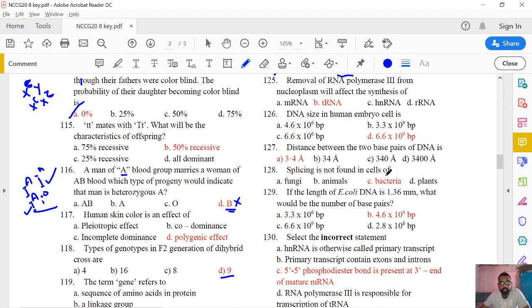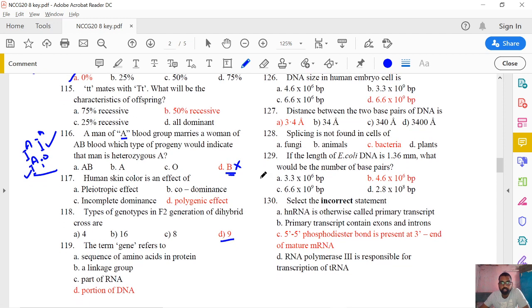Splicing is not found in the cells of bacteria, as introns are absent. Prokaryotes won't have introns. If the length of E. coli DNA is 1.36 mm, what would be the number of base pairs? If you just calculate, you'll get 4.6 into 10 power 6 base pairs.